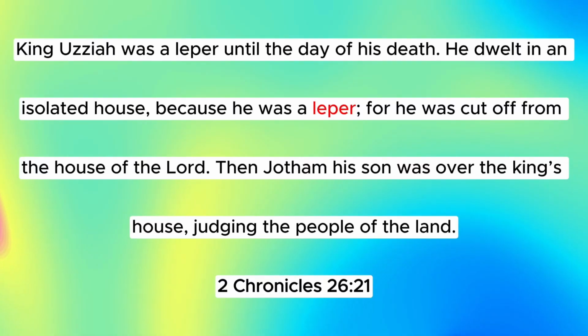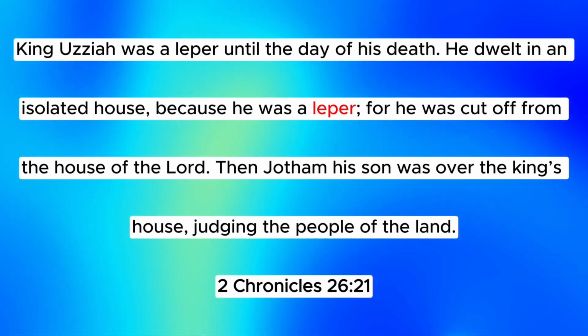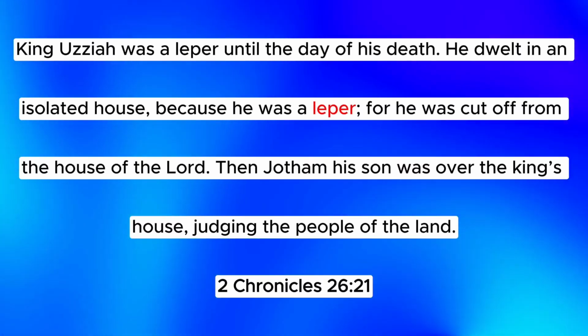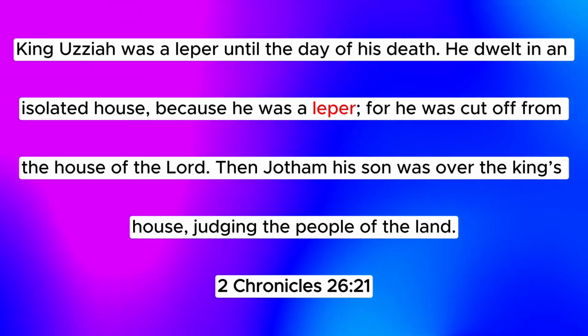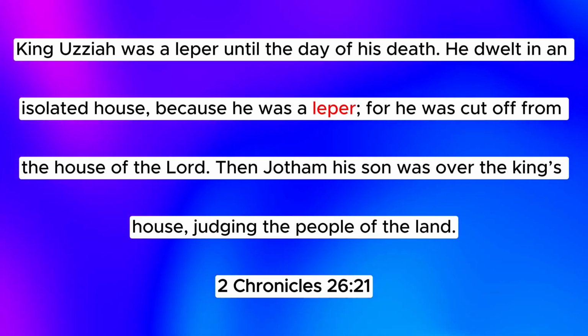It says, King Uzziah was a leper until the day of his death, and dwelt in a separate house, being a leper, for he was cut off from the house of Yah. And Jotham, his son, was over the king's house, judging the people of the land. Isn't that crazy? Yeah, man, that's crazy. That's gotta be tough, man. To be a leper and have to be separated in a completely different house because of it, I can't imagine.